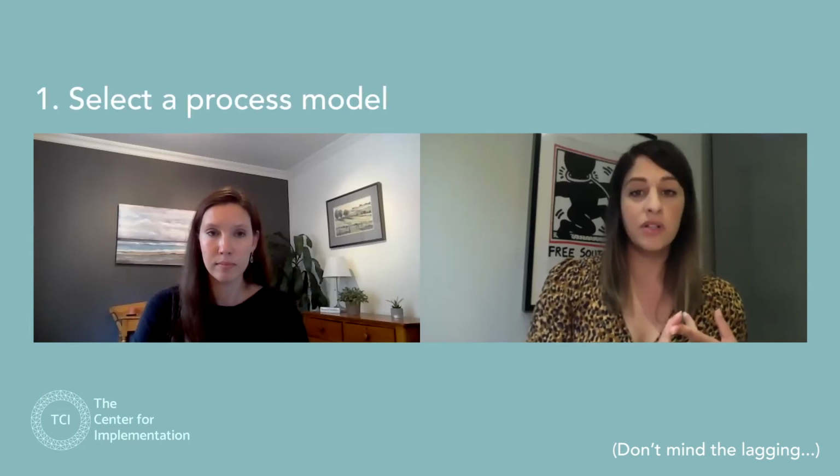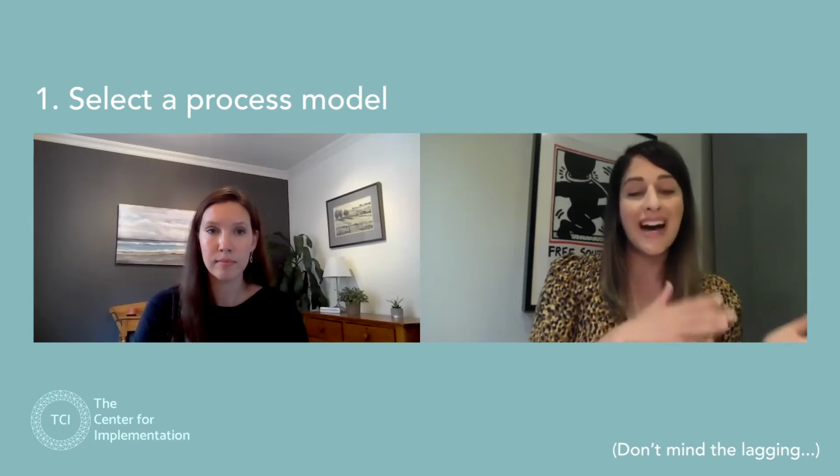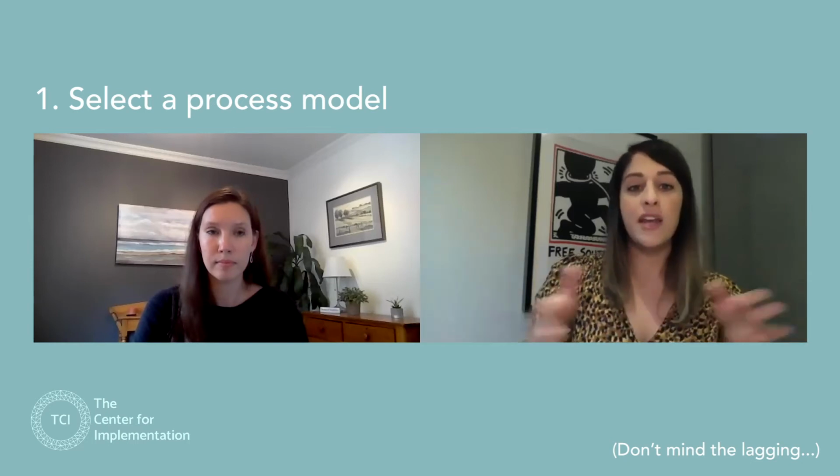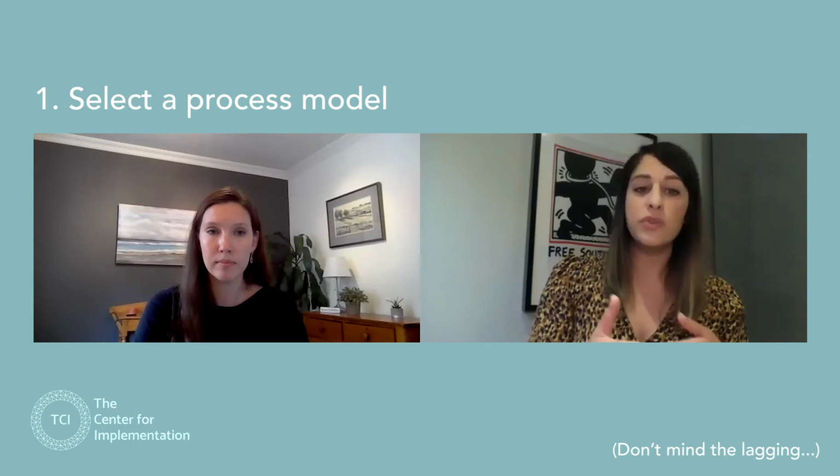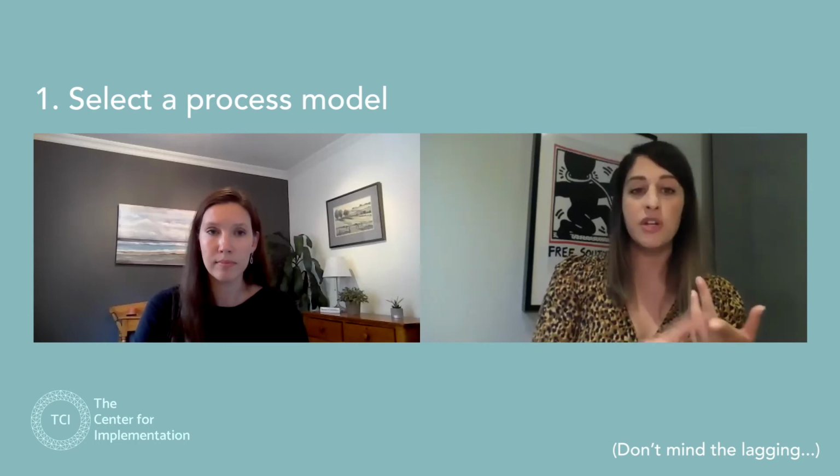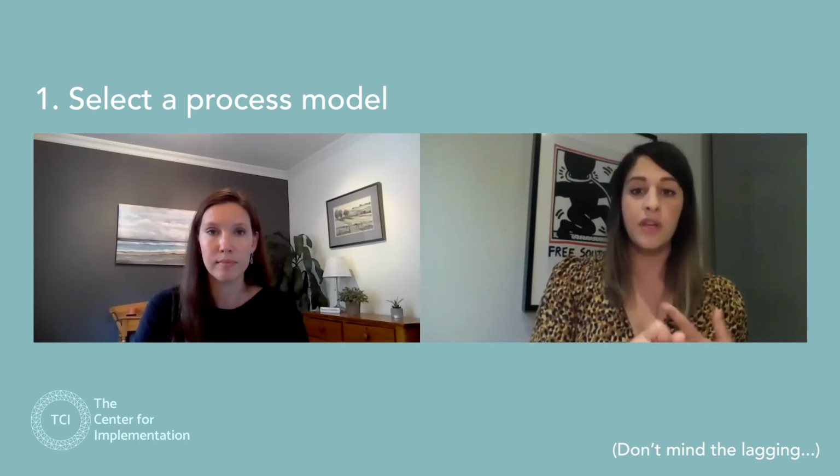So, how do we actually use these in practice? Well, there are three key steps that help us use theories, models, frameworks, and approaches in implementation practice. We first select a process model, which helps us guide our steps and stages through implementation and understand what it is that we need to do in order to be able to design for implementation or implement, spread, and scale.